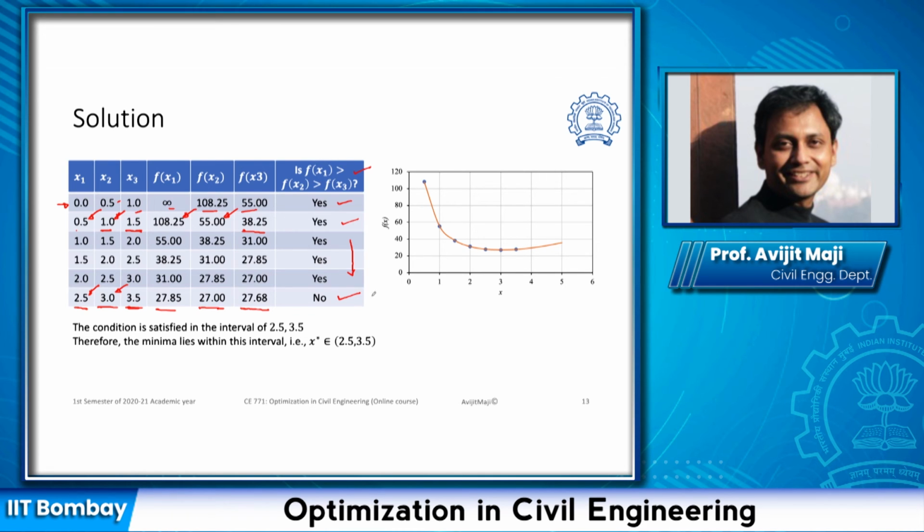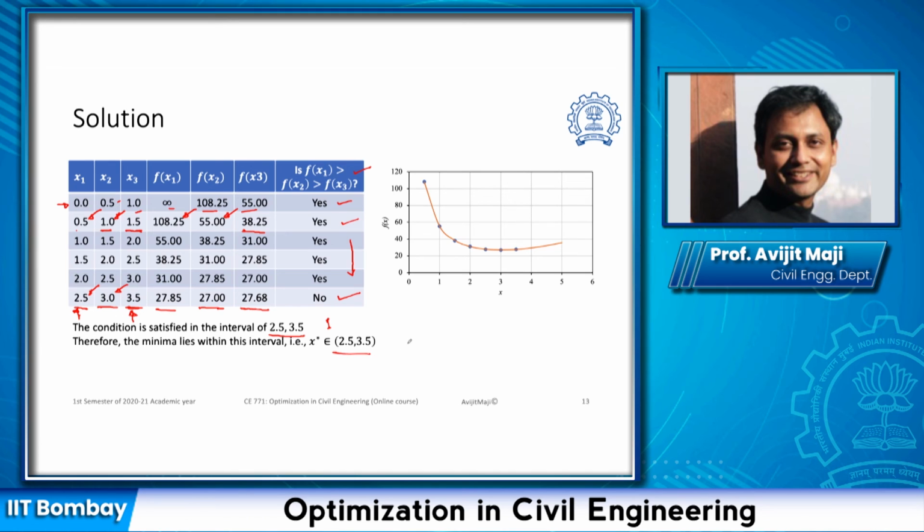So we can now report that the bracket is going to be 2.5 and 3.5, which is this value and this value. If you see, the precision here is exactly 1, and therefore the minimum is going to lie between this one.